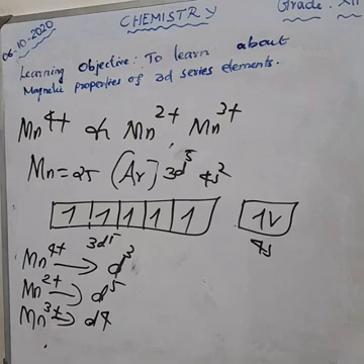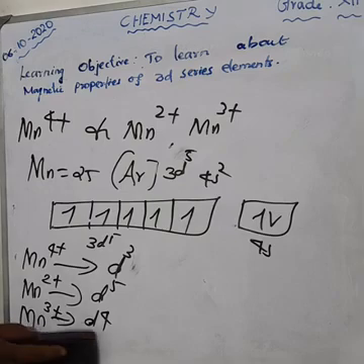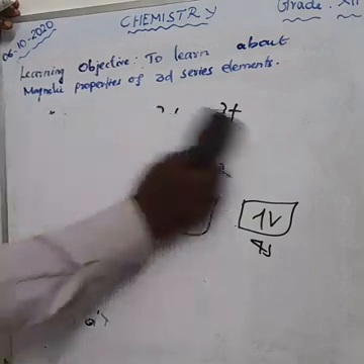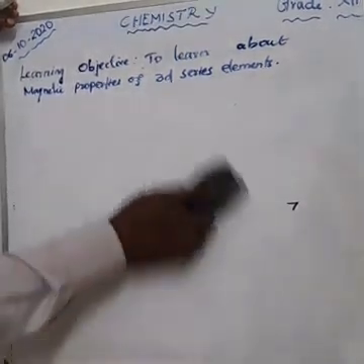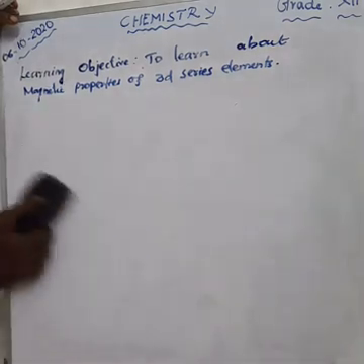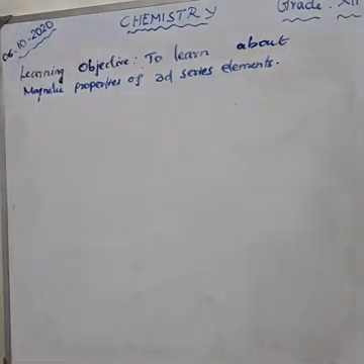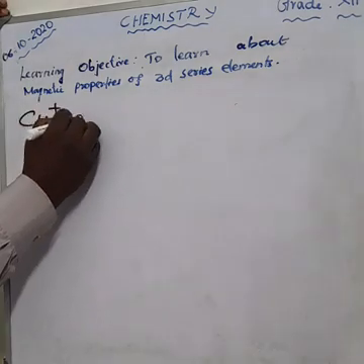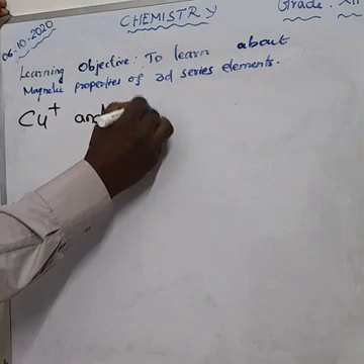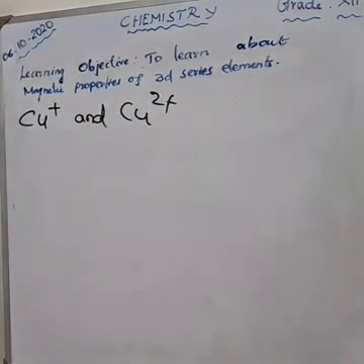Also very important are copper, zinc, nickel. These are all important questions for the one-word question. Copper has 2 ions, that is Cu+ and Cu2+ ions. These are the 2 ions of copper.